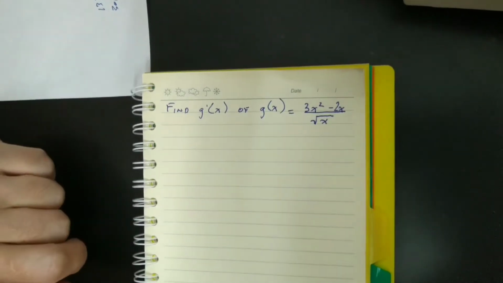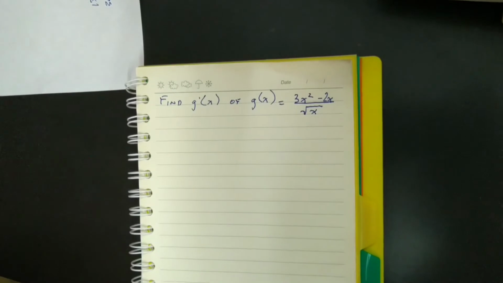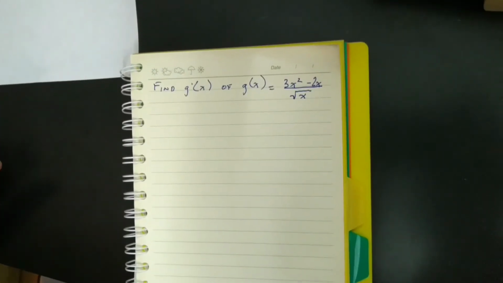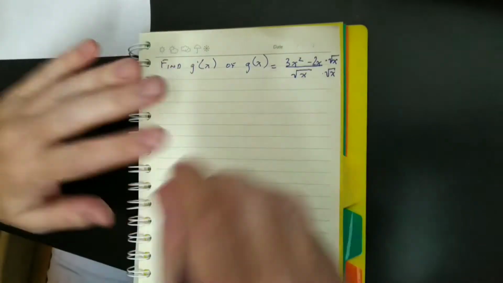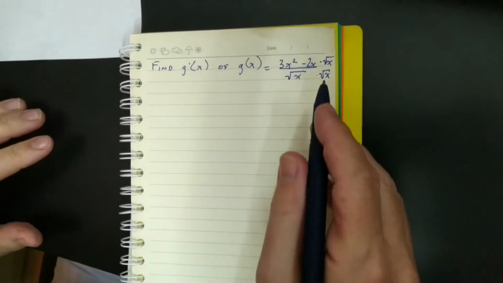If you see an equation like this and you have to find the derivative, you might immediately think that you have to use the quotient rule, but there's a much easier way. And first I'm going to simplify it, and then I'm going to differentiate. Okay, I'm going to rationalize the denominator.